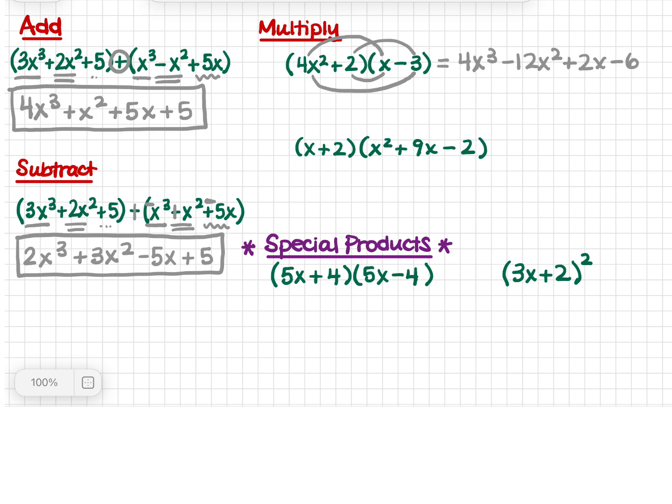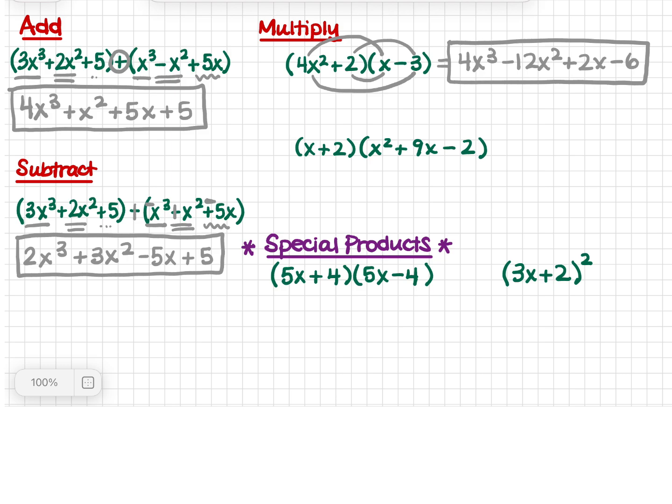And then remember that sometimes when we're doing FOIL, the outside inside will combine. It looks like this time our outside inside don't combine. Are any of those like terms? I don't think so, so we might actually just be done right there. Just always want to check on those multiplication ones to see if there's any like terms that can be combined.